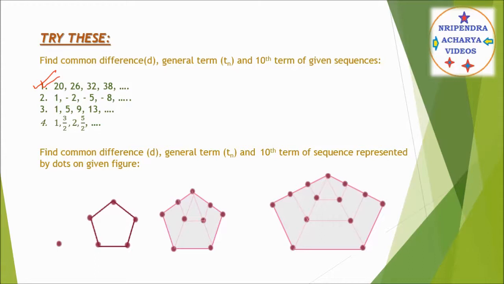How many dots are there? It's 1, and the pentagon is 5, I think, and here 6, 7, 8, 9, and it must be 13, isn't it? So you can easily find the general term tn and common difference, the general term, the 10th term, and the number of dots on the 10th term. So let's see formula 1 now.